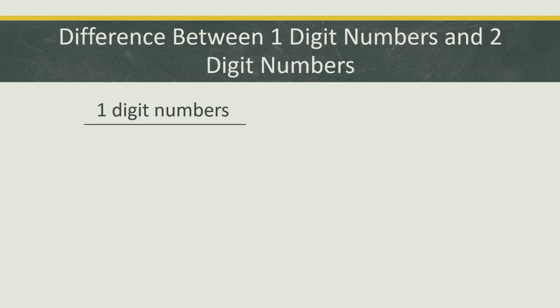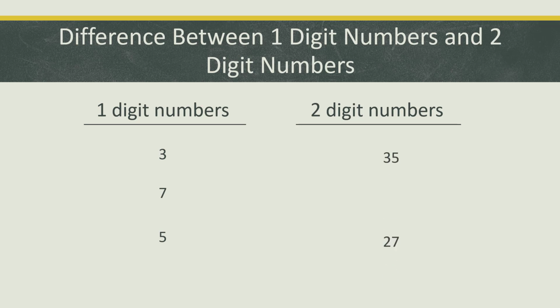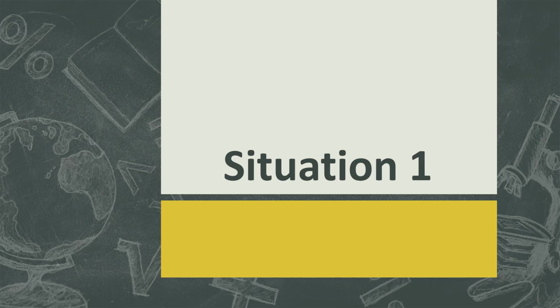One-digit numbers have one digit in them, such as 3, or 7, or 5. Two-digit numbers, however, have two digits in them, like 35, or 27, or 99. Now that you know the difference between one-digit numbers and two-digit numbers, we can move on to how to add them. Let's start with our first situation.